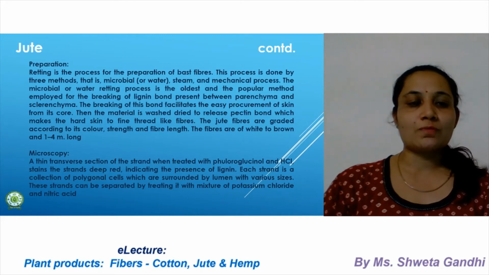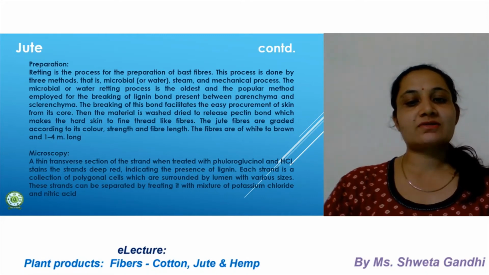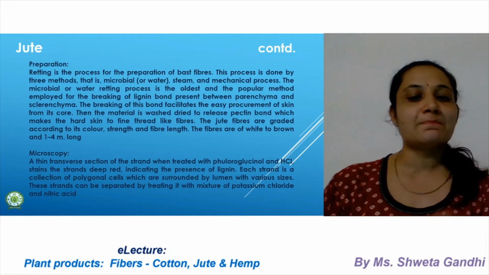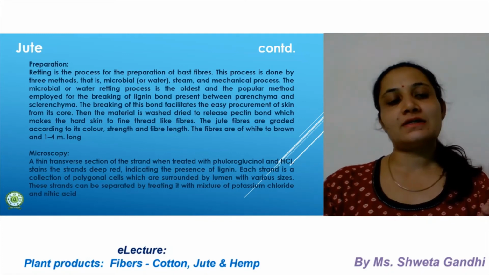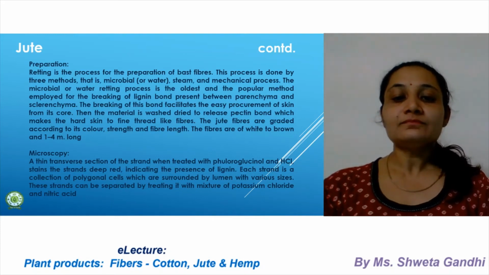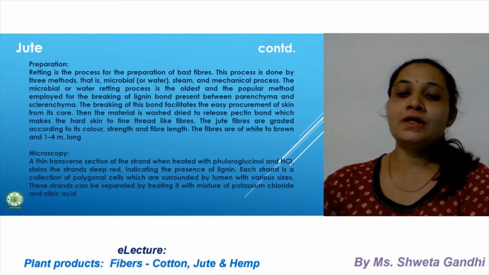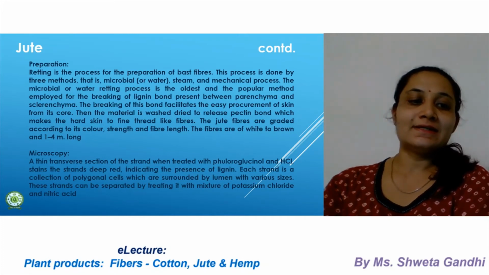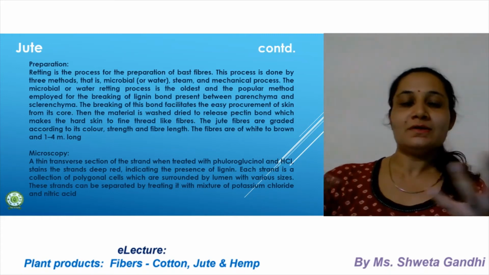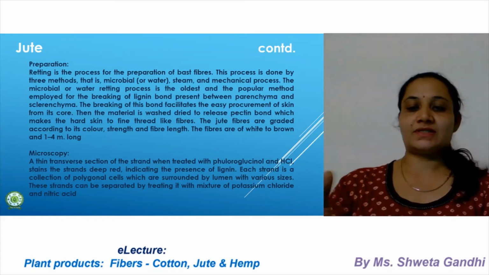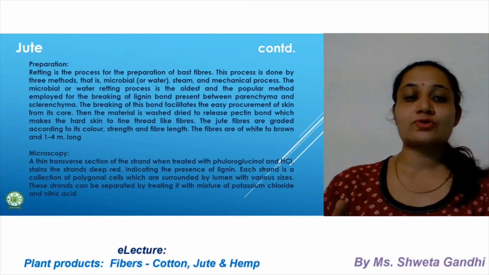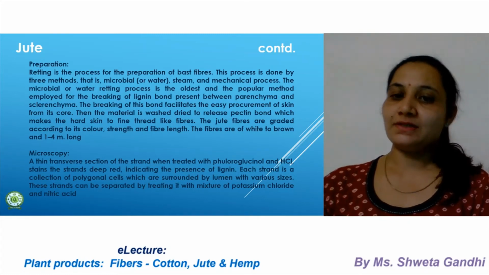The microscopy of jute: TS of the strand, when treated with HCl and phloroglucinol, stains deep red. This deep red color shows the presence of lignin, which is surrounded by the lumen of various sizes. These strands can be separated by treating with a mixture of KClO3, potassium chlorate, and nitric acid. So this is the microscopy by which TS can be checked.